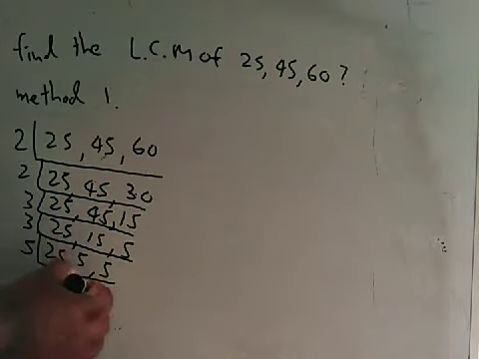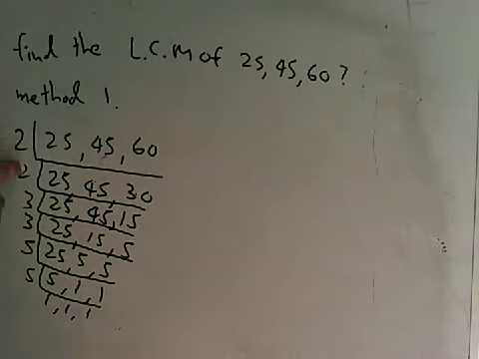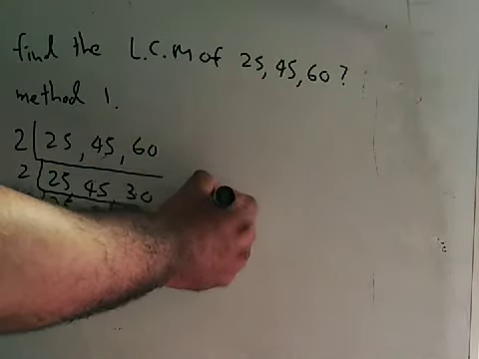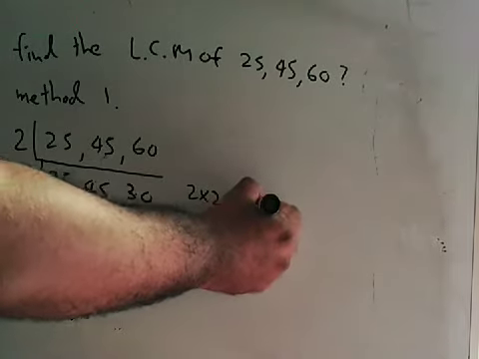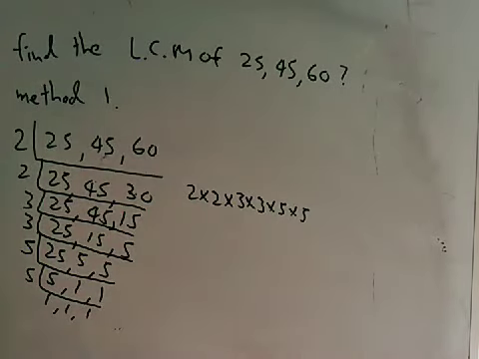5 divided by 5, 1. 5 divided by 5, 1. Again 5 divided by 5, 1. 1 divided by 5, 1, 1. Here you can see these prime numbers: 2 into 2 into 3 into 3 into 5 into 5. When we multiply these prime numbers, we can get the value of LCM.